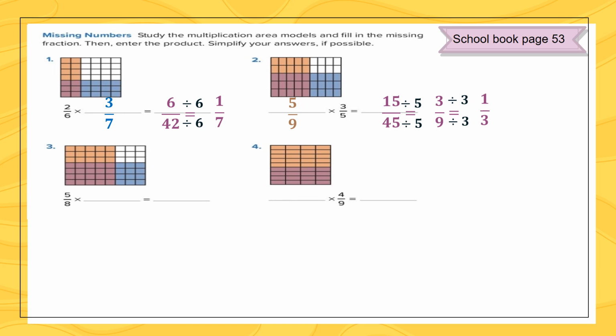Number 3, 5/8 times what? 5/8, so I have 5 colored of 8, 5 columns of 8 columns. So the second fraction, we have how many rows? 1, 2, 3, 4. 4 rows over 7. So it will be 4/7.